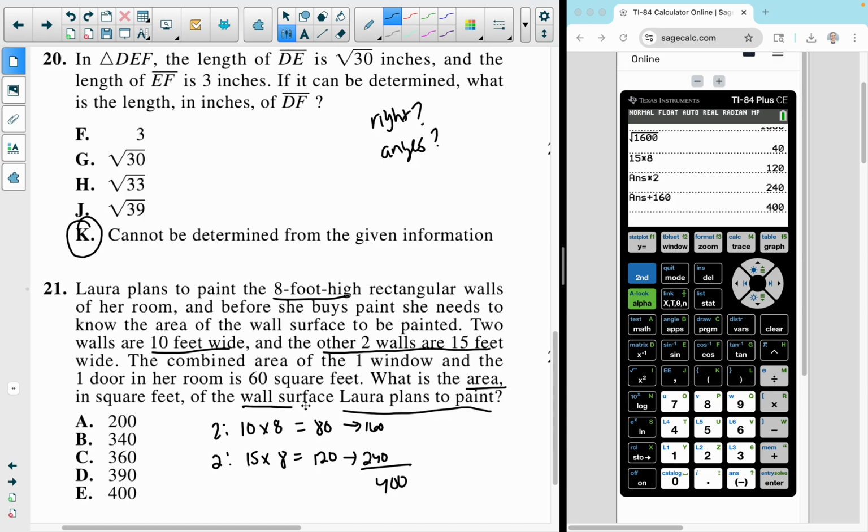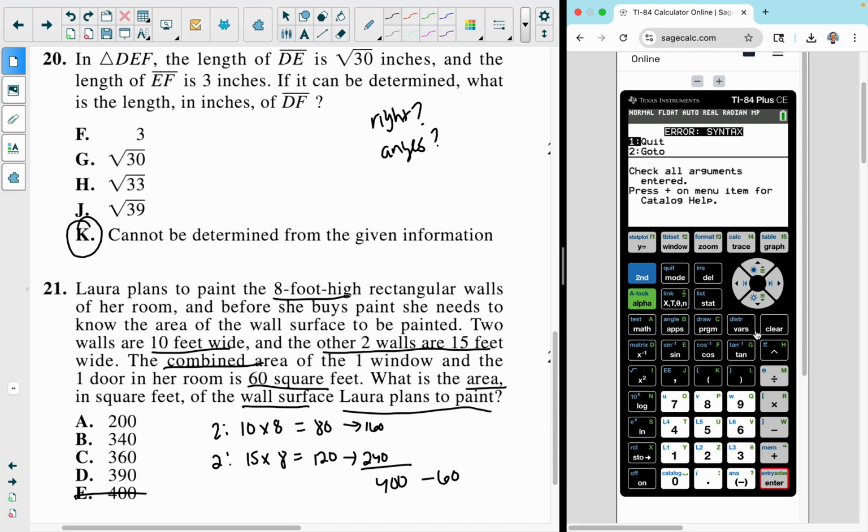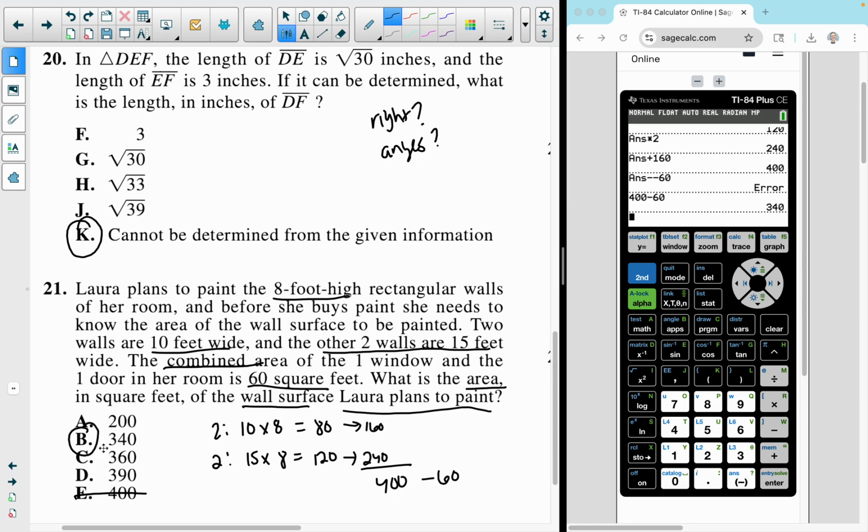We just want to know the wall surface. So we know it's not going to be 400 because we have to take away that little bit. It says the combined area of the window and the door is 60 square feet. So we don't have to do any extra math. We just have to take away that 60. So 400 minus 60 is 340. So our answer should be B.